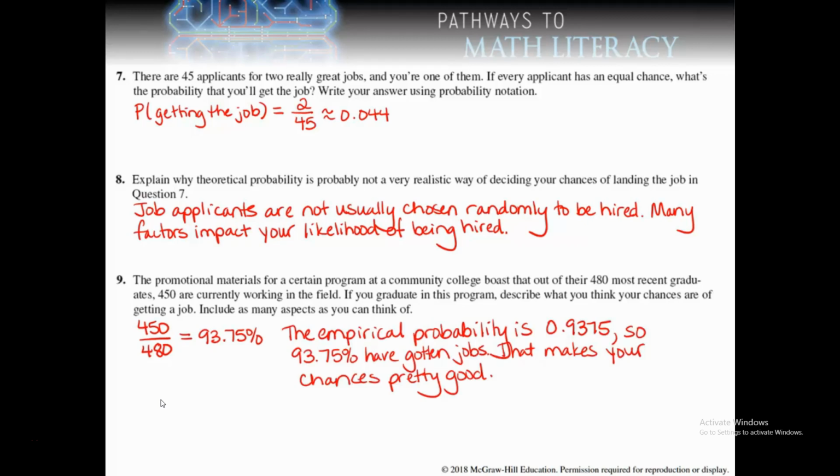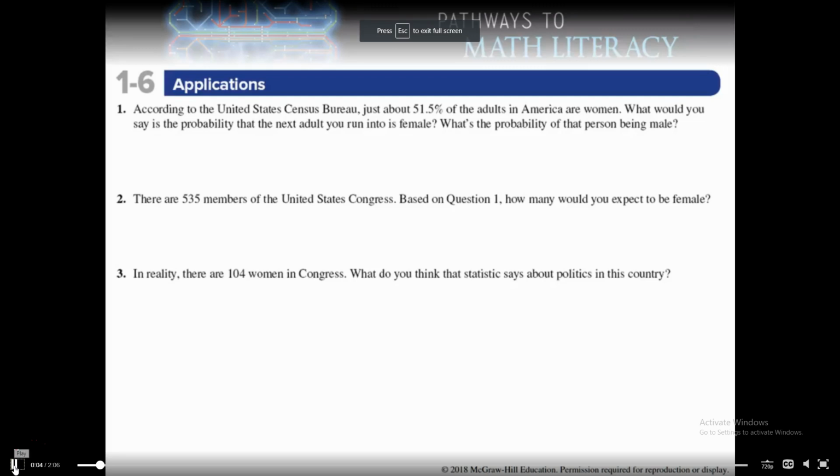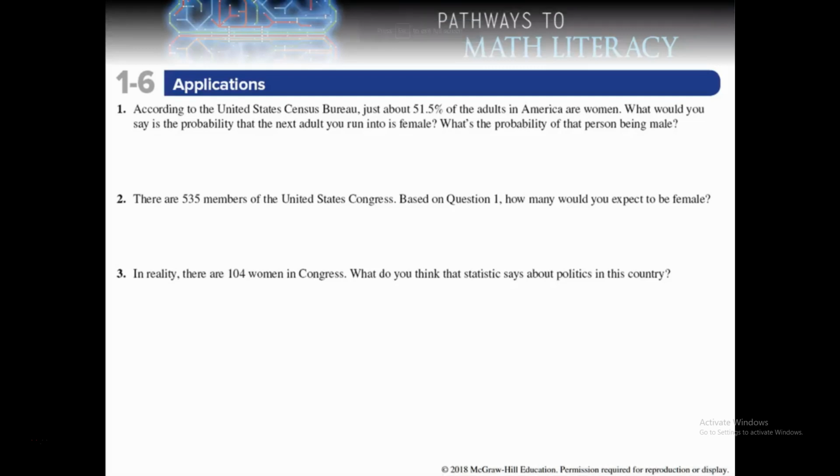In question 1, according to the Census Bureau, about 51.5% of adults in America are women. So what's the probability that the next adult you run into is female? Well, 51.5% is the percent chance that that next person would be female. And so if we want to change that to a probability, we would change it to a decimal. So it'd be 0.515.